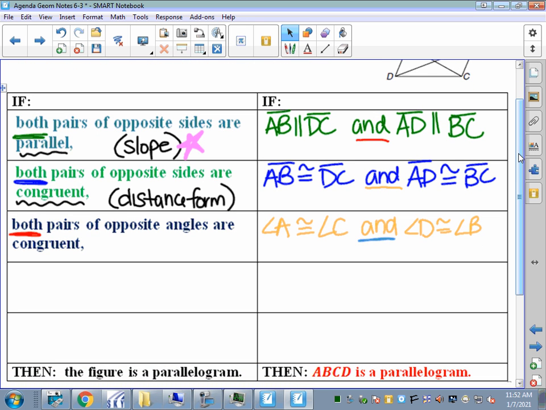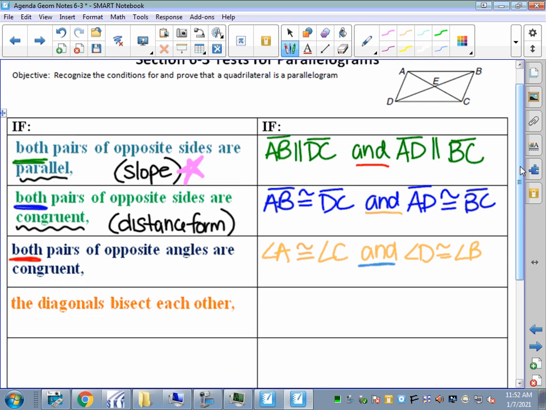Our next reason that we could say that a quadrilateral is a parallelogram is if the diagonals bisect each other. So this diagonal right here, AC, bisects this diagonal, DB. So I could say that AC gets cut in half, so segment AE is congruent to EC, and segment DE is congruent to EB. So the one diagonal cuts the other one into two congruent pieces.